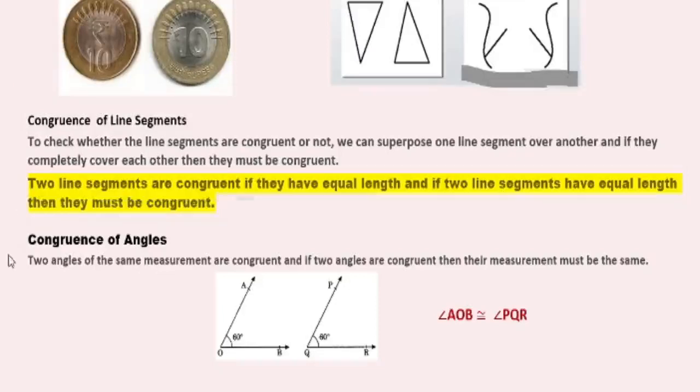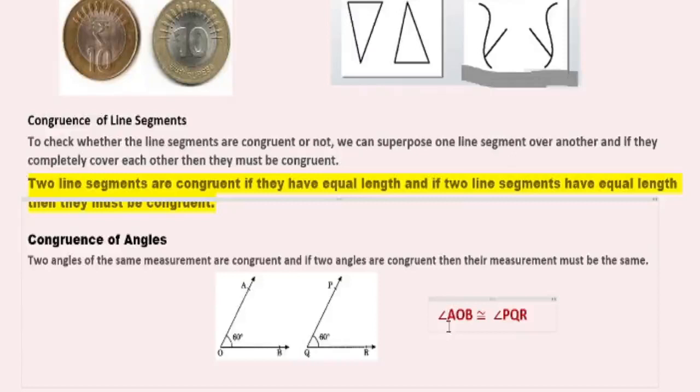And another one is congruence of angle. Two angles of same measurement are congruent. Here you can see two angles, angle AOB and angle PQR. They are 60 degrees each. Here angle O is 60 degrees, here angle Q also 60 degrees. So these two angles are of same measurement, so they are congruent.